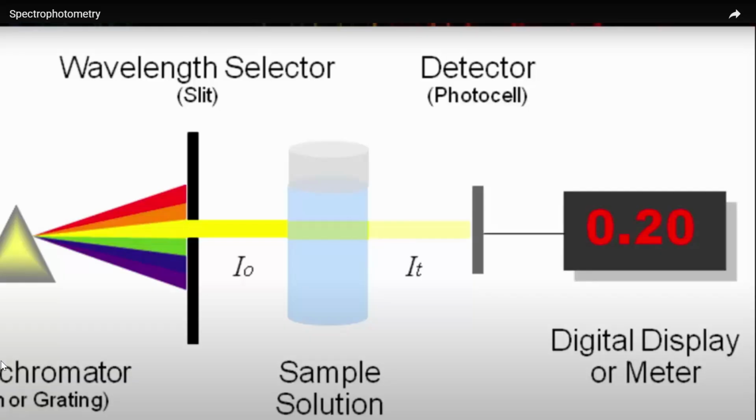So you can see the light here is darker. Here it is a lighter color because there's not as many photons. Some of those photons have been absorbed.